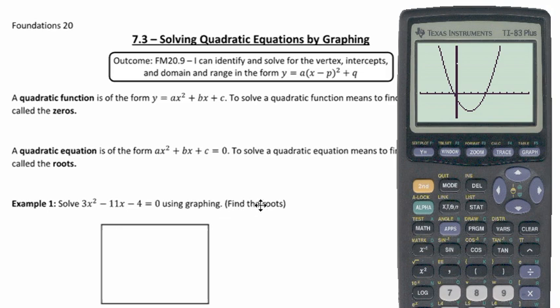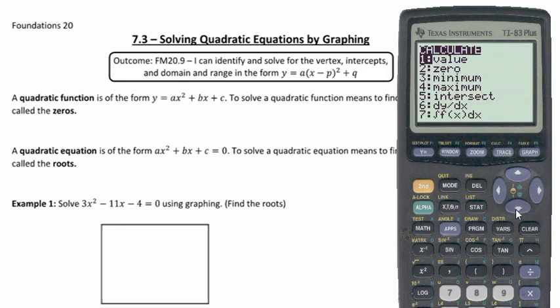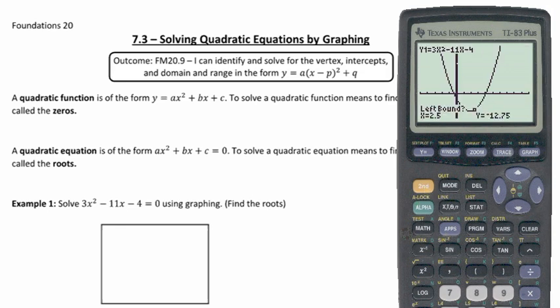It says find the roots, though. We want to solve. So once you've got that picture copied down, we want to calculate our roots. So either you're tracing or you're going to hit calculate. So second function trace, and we want our zeros again. So going down to 2. We need both of these. So both times we see it's crossing the x-axis, we want to solve for those.